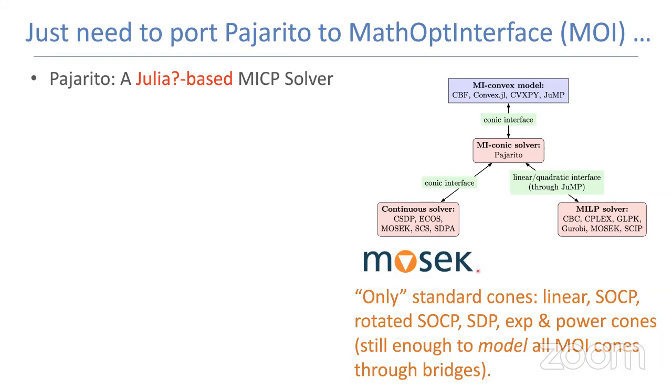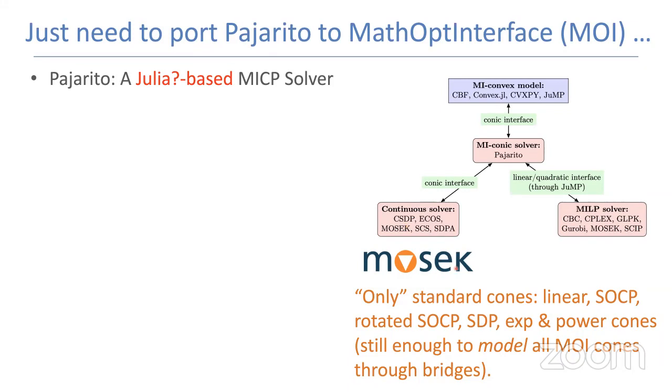And in particular, one of the solvers we relied on heavily to make Pajarito work well was Mosek, as a conic interior point solver, as a conic continuous solver. Mosek is extremely stable and really good. Pajarito would probably not be as effective without it. But it's not written in Julia.